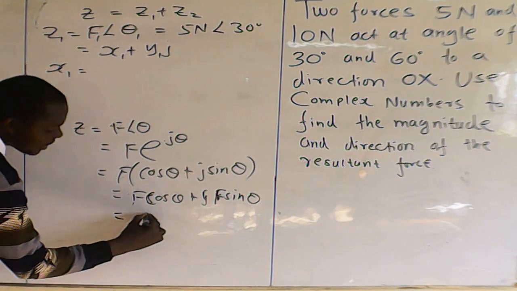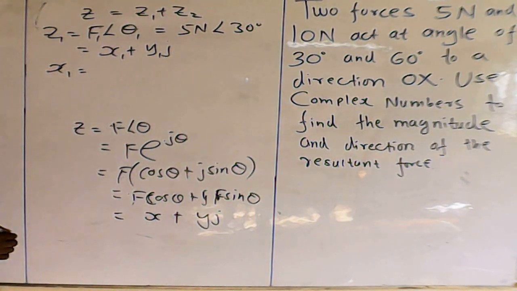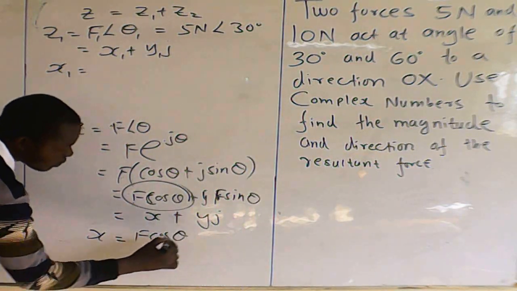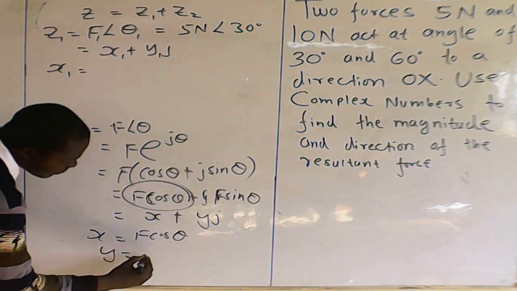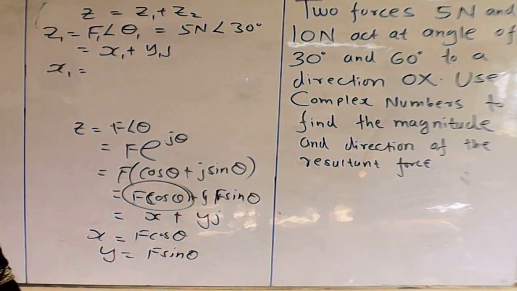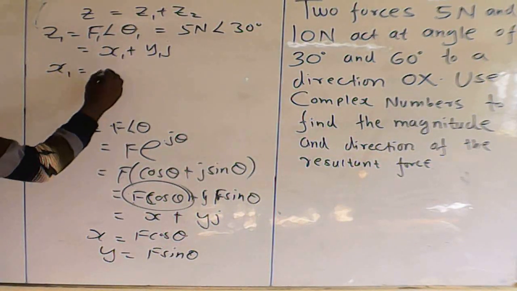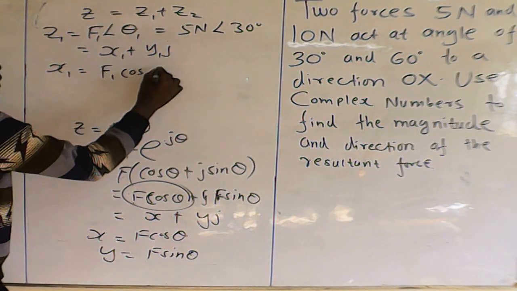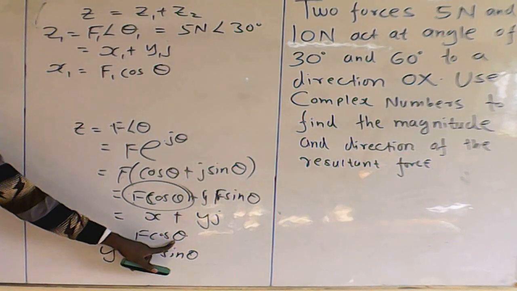So that is in which form? It is in the form x plus yj. Are you seeing that? Yes. So it means the x component of any force is the same as F cos theta. Are you seeing that? Yes. And the y component here is the same as F sin theta, isn't it? Yes. So from there, if you want the x component of the force, it is the force itself times the cosine of that angle giving its direction, isn't it?